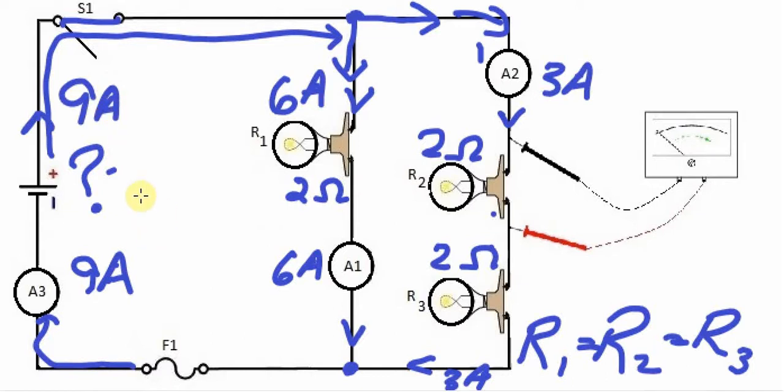So even though I didn't know what the battery voltage is, I knew if the total amount of current was 9 amps and I knew the resistor values here, 6 amps will go through A1, 3 amps will only go through A2.